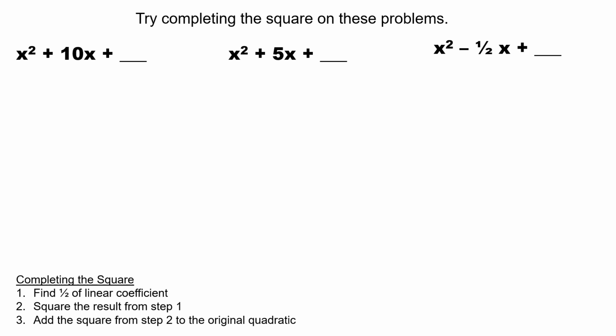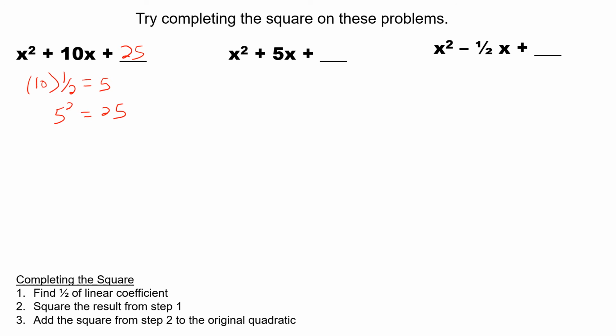Well, remember, what's the first thing I'm going to do? I'm going to take this coefficient 10 and multiply it by 1/2, and I get 5. Then I'm going to take that result, 5, and square it, and I get 25. And then I'm going to add that, and I now have the perfect trinomial square.